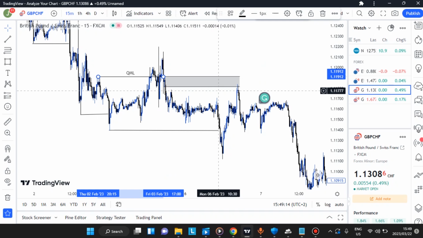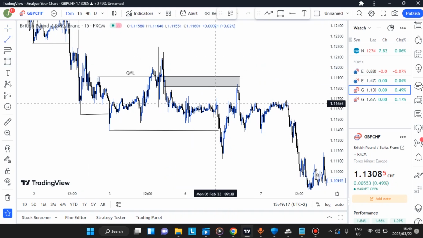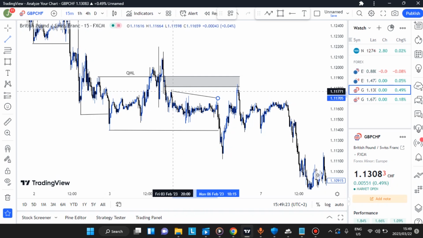Okay, so we had some liquidity. It's very important that you confluence these things, guys. We had some liquidity here, as you can see. We had some liquidity all the way down there.